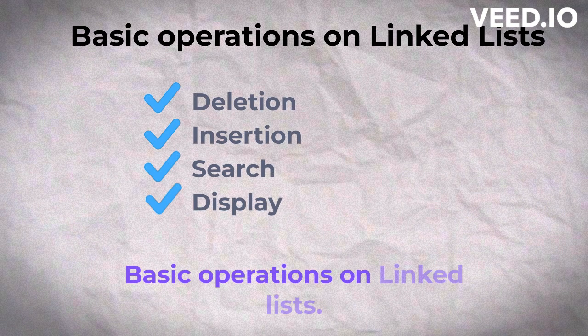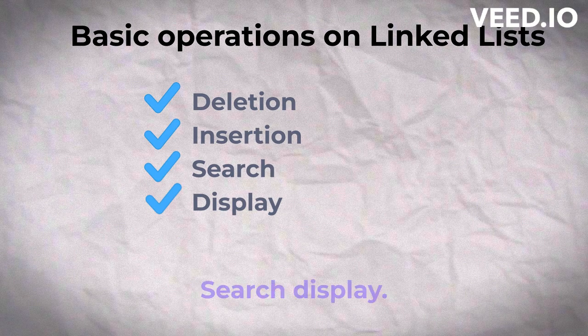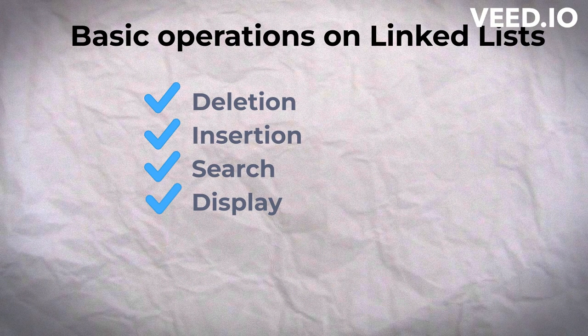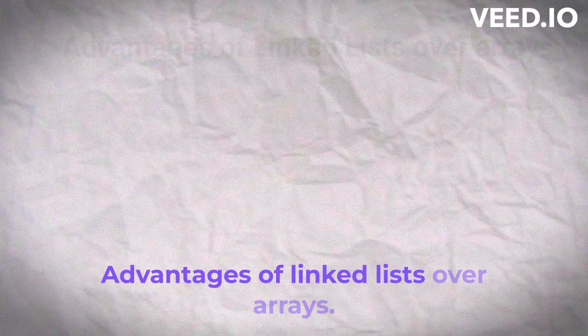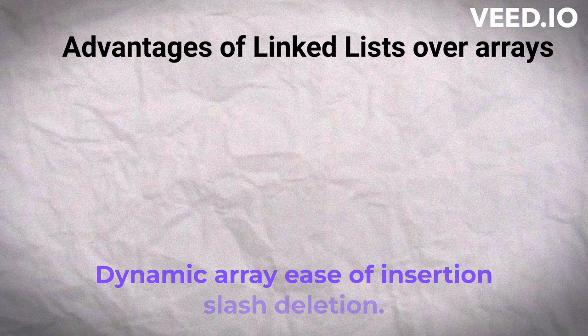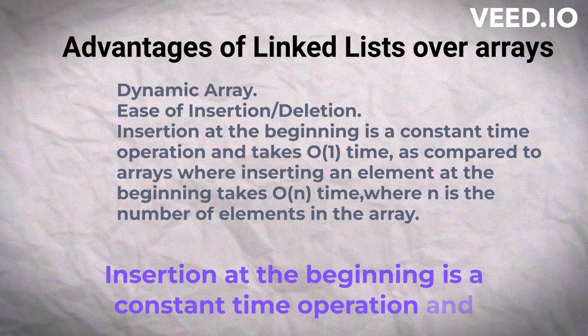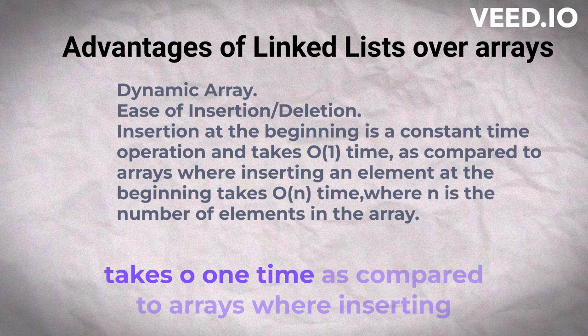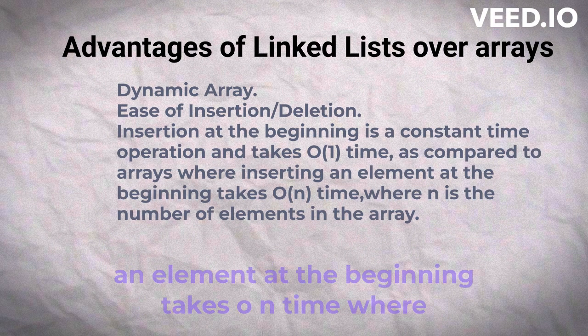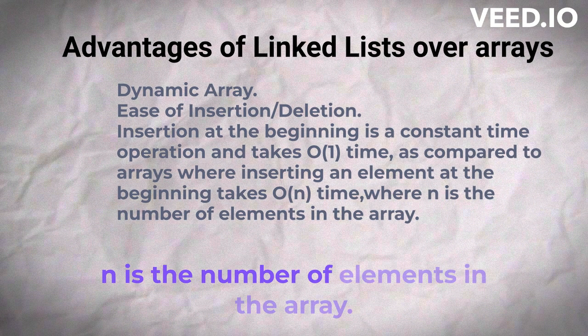Basic operations on linked lists: deletion, insertion, search, display. Advantages of linked lists over arrays: dynamic size and ease of insertion/deletion. Insertion at the beginning is a constant time operation and takes O(1) time, as compared to arrays where inserting an element at the beginning takes O(n) time, where n is the number of elements in the array.